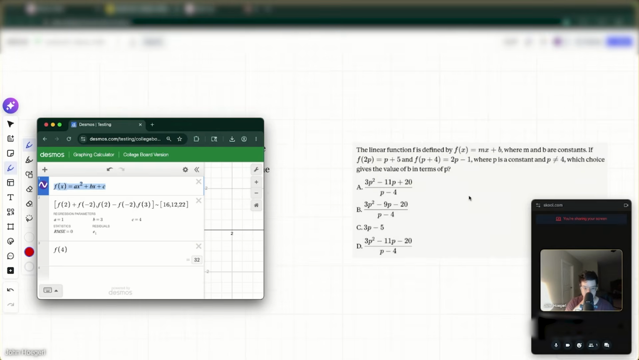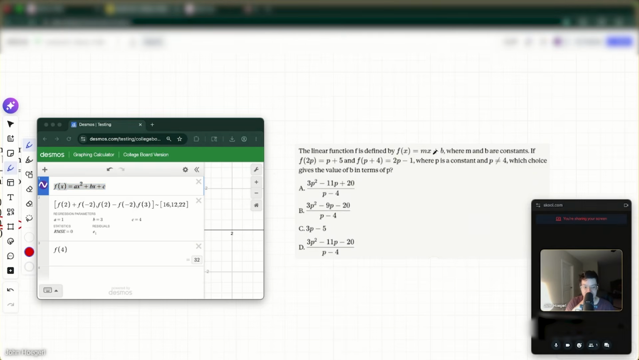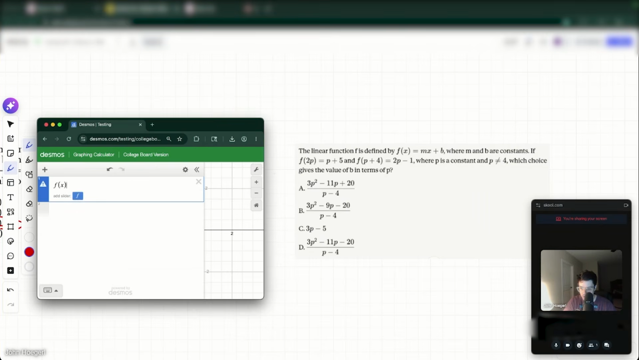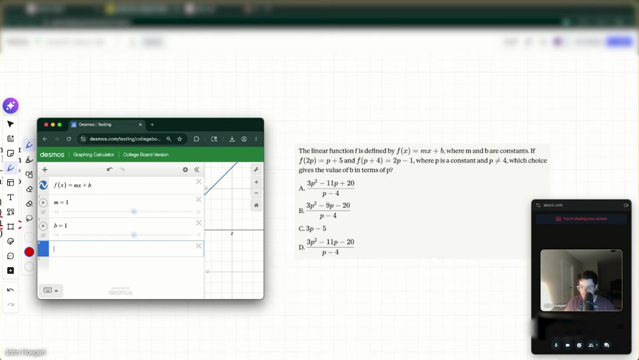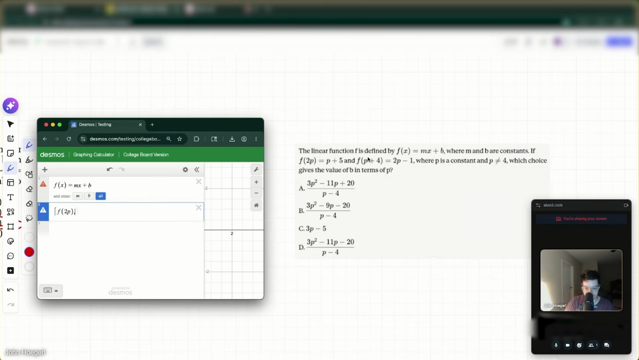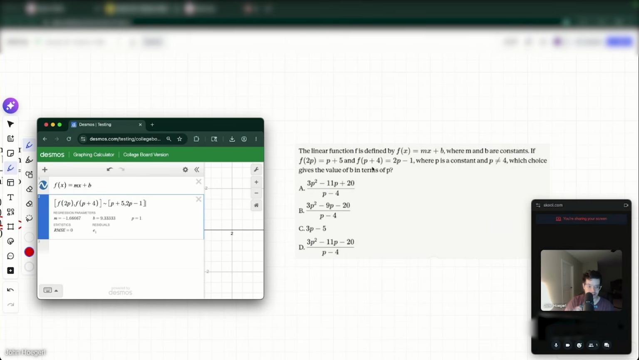I'll show another example here where they're giving us this one, f of x equals mx plus b, and then saying some stuff. Let me get rid of these again. Then I say, okay, it says f of 2p is equal to that. So brackets again, f of 2p. Then the left side, the next one is f of p plus 4. Then square bracket, and then the right side would be p plus 5, and then 2p minus 1. And then, yeah, we have that.